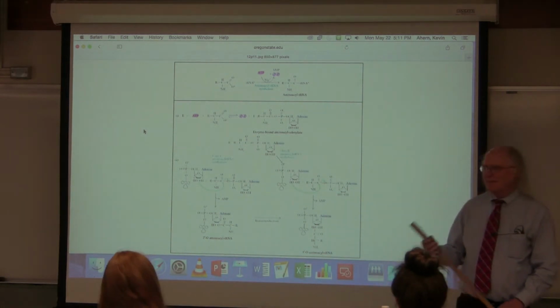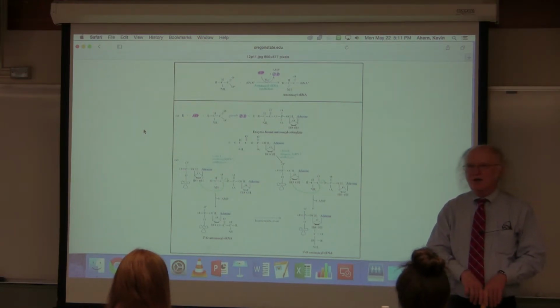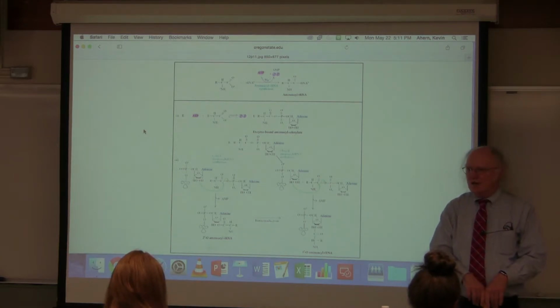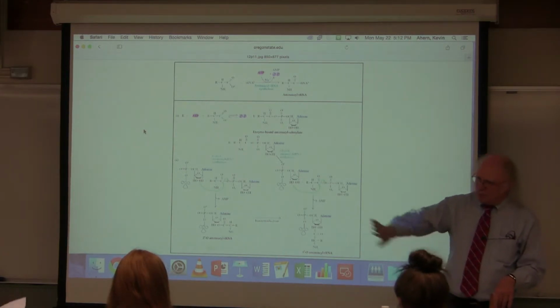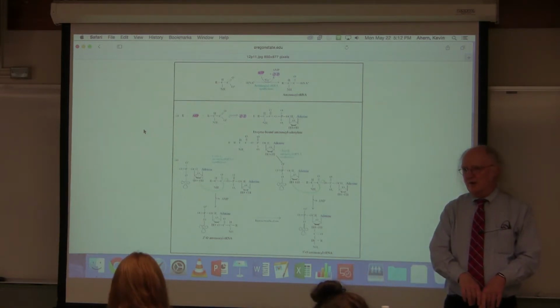Yes? I didn't say a function for the 5S. It's not completely understood, but it's thought that 5S might be involved in the translocation process of moving the ribosome along the messenger RNA, but it's not completely known.